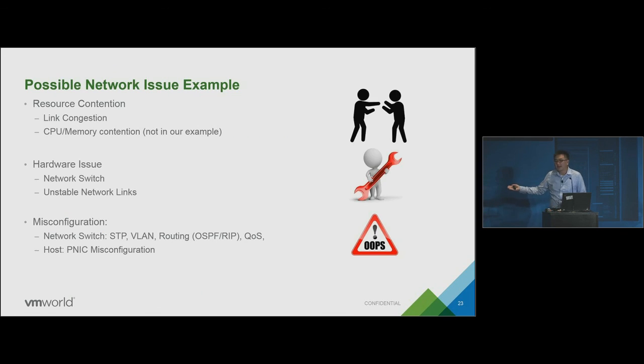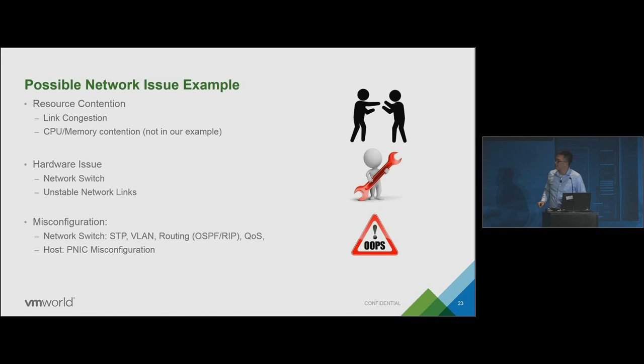So here, I classified and summarized the possible network issues into three categories. The first one is resource contention. It is simply because the VSAN shares the network with other workloads in the data center, and those other workloads keep sending out a lot of packets and cause link congestion. Also, it can be because of CPU and memory contention within the VSAN cluster.